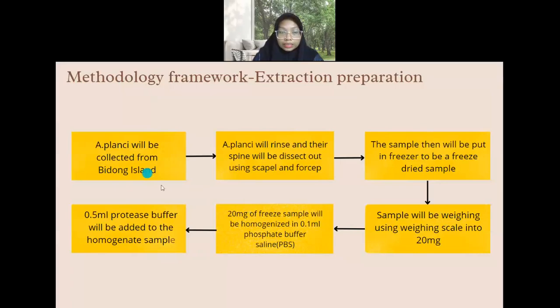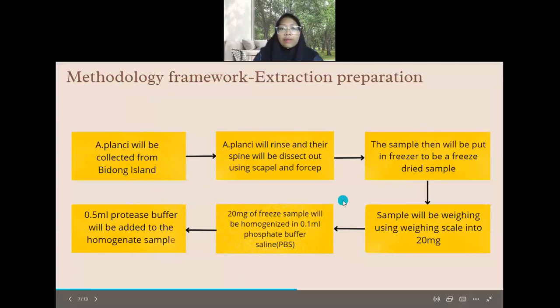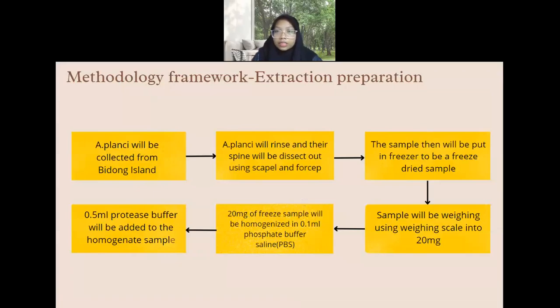A. planci will be collected from Bidong Island, and then A. planci will be rinsed and their spines will be dissected out using a scalpel and forceps. And then the sample will be put in the freezer to become a freeze-dried sample, and the sample will be weighed using a weighing scale to 20 milligrams, and then it will be homogenized in 0.1 ml phosphate buffer, and 0.5 ml protease buffer will be added to the homogenized sample.